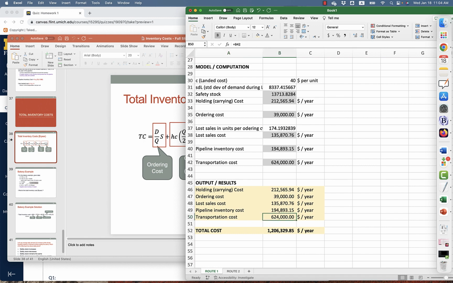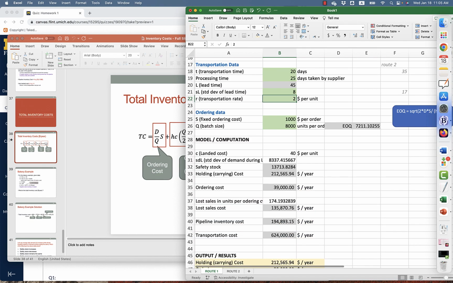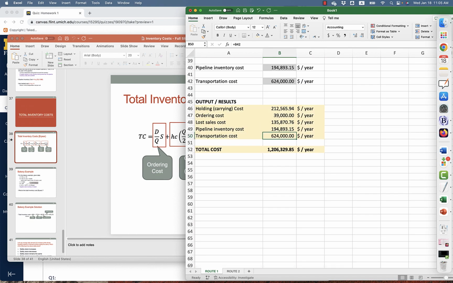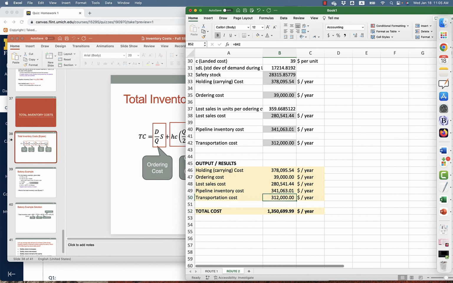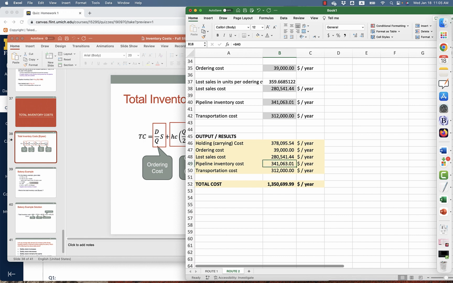Look at my transportation cost. $624,000 a year with the original route paying $2 a piece. If I go to $1 a piece, this should go to $312,000. It does go to $312,000 as expected, but my inventory costs blow up so much because of the longer time taken on the route that they more than compensate for the savings here, and I actually will be spending more money if I go with the faster route.